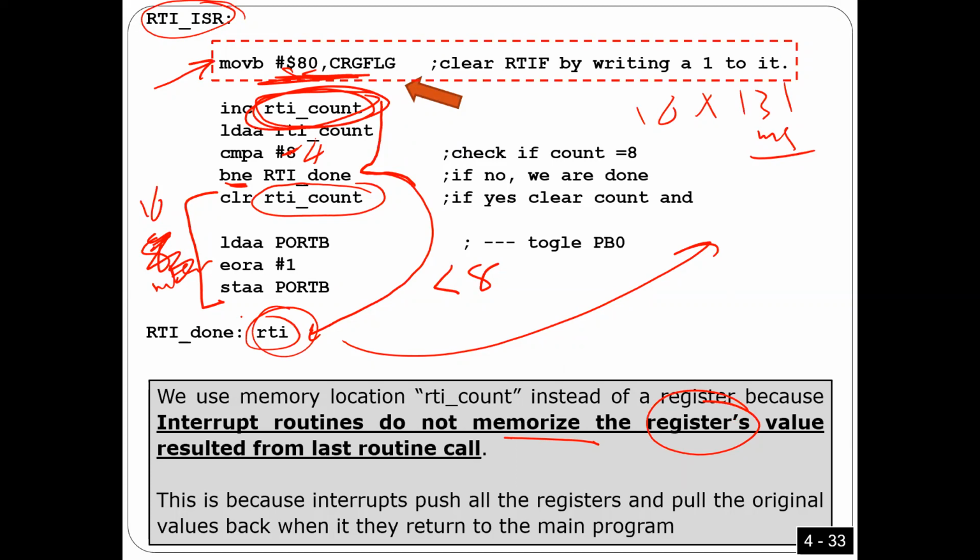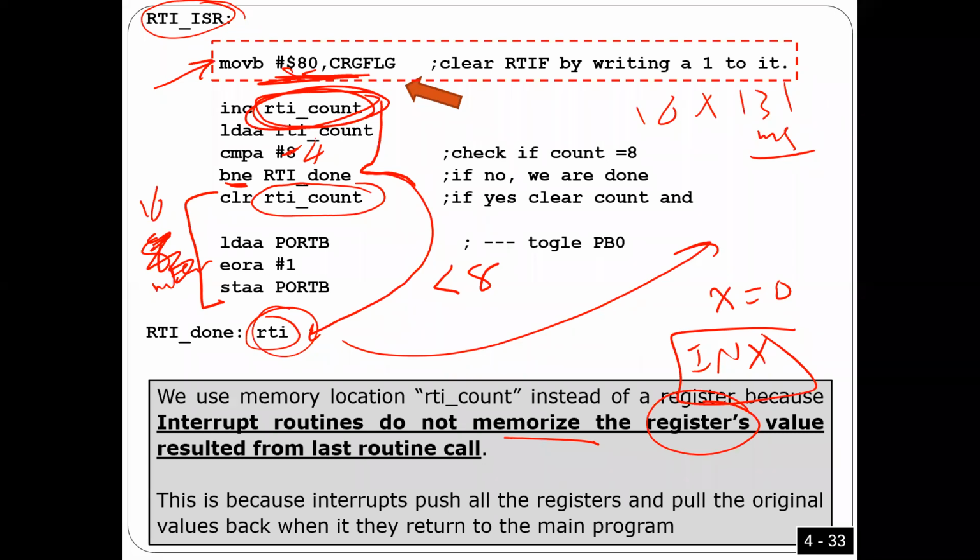That means if I use a register as a counter, for example x equals 0, and every interrupt I increment x, you will always find x equals 0. Why? Because you increment x in the subroutine, and then when you leave the subroutine, x gets the initial value back, right? So if you want to memorize any value, you should not use a register, because the register gets the initial values back. That's why here I use a memory location. Any question, guys?